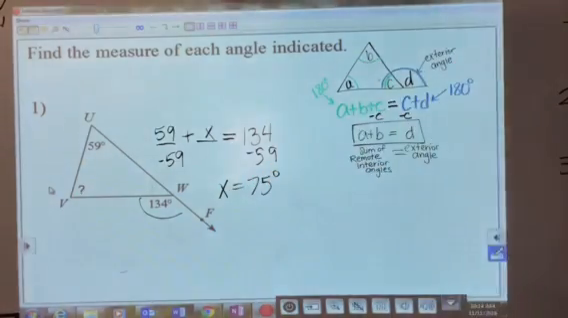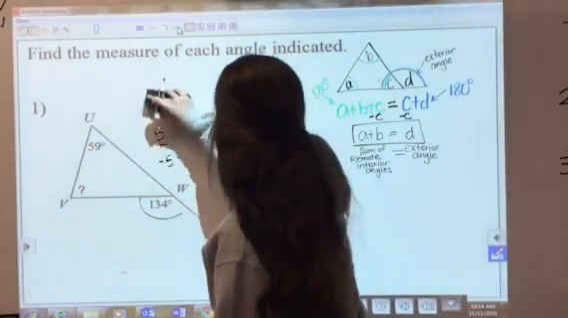Being lazy here. I got my calculator. Okay, let's move on to the next one, Miss Holm. Okay.